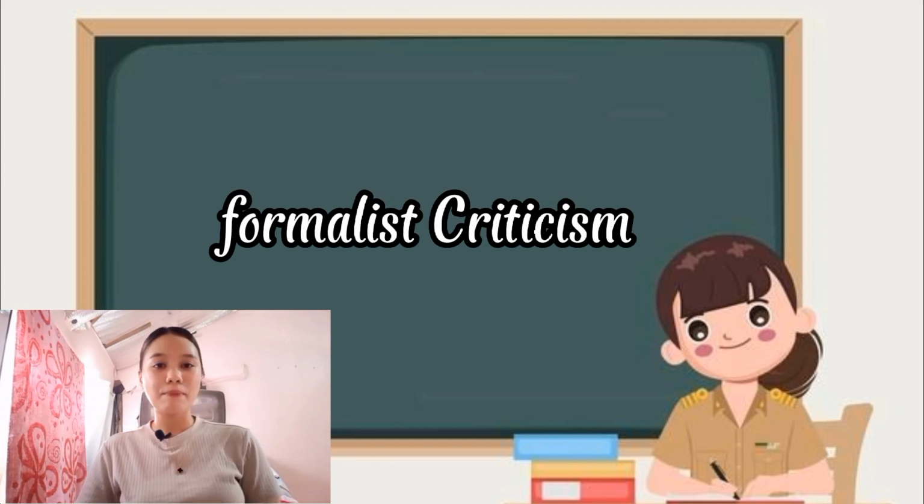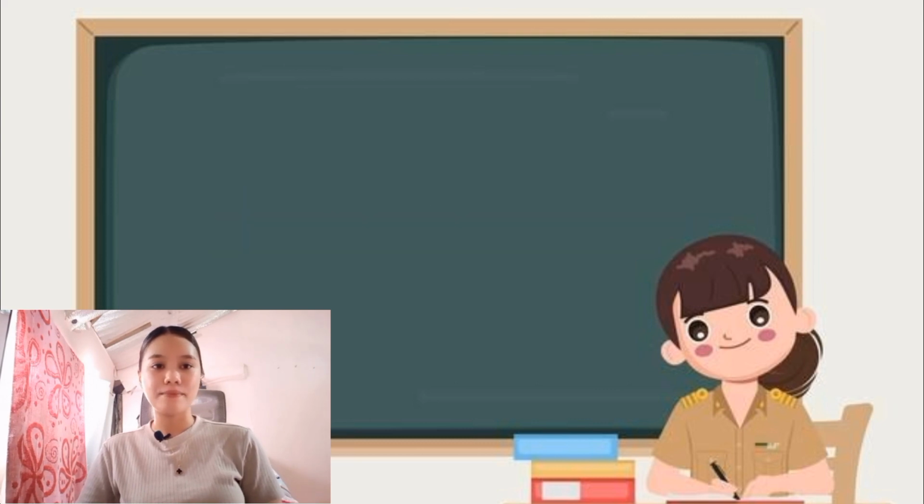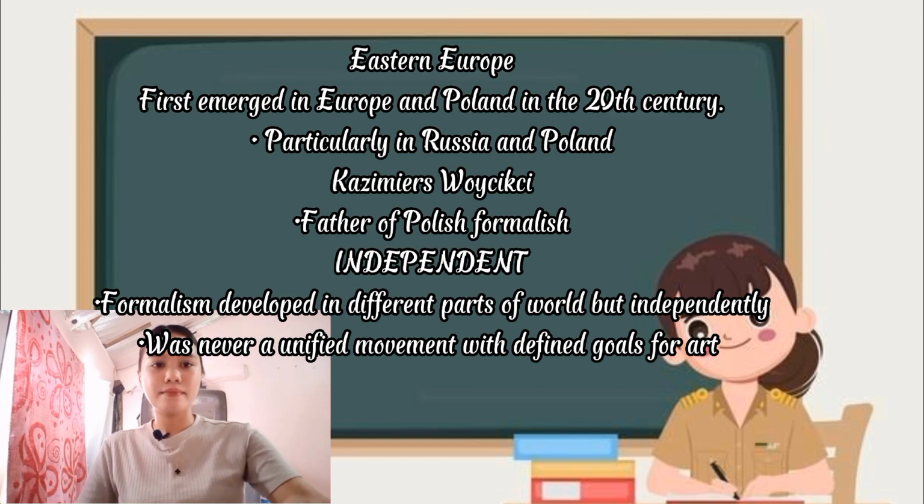Let's start with our topic for today and then get deeper into that. What exactly is formalist criticism? Okay, the formalist method is one of the movements, approaches that have occurred throughout literary history that are used to examine or criticize literary works.